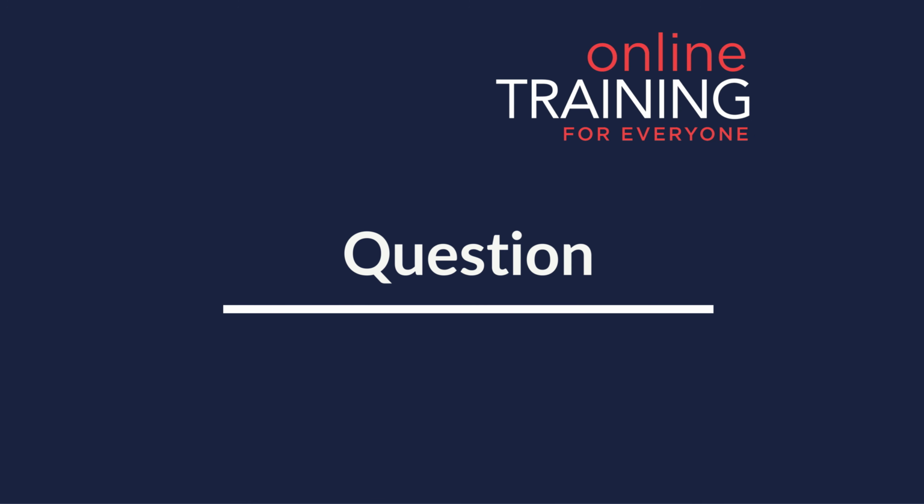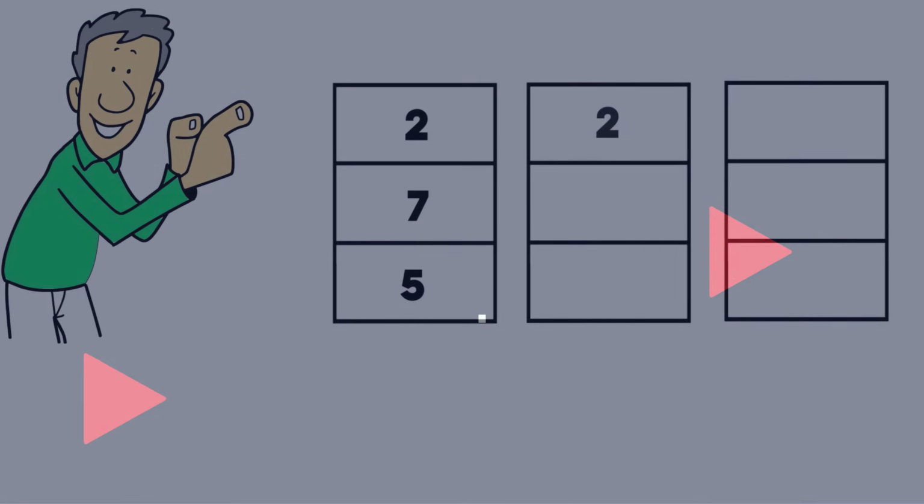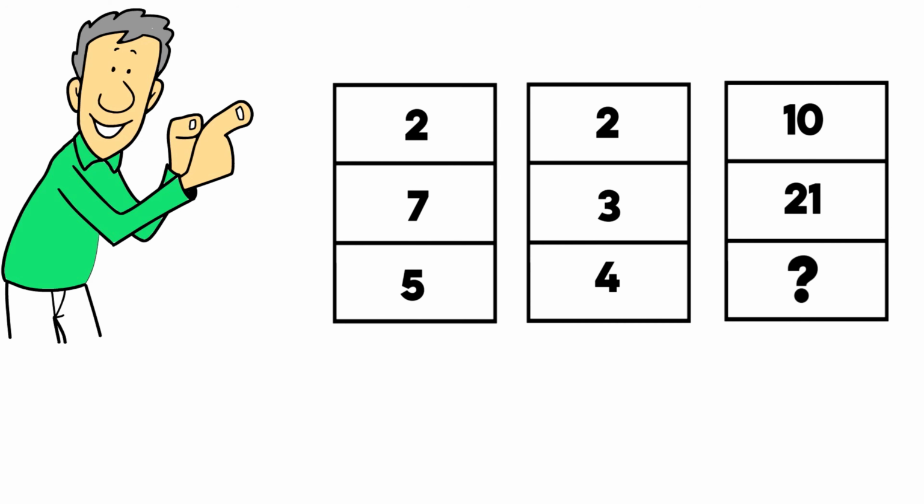I'm extremely excited to share with you the question that tests your pattern recognition skills. You're presented with 3 columns. Each column has 3 numbers. In the first column, we see numbers 2, 7, 5. In the second, middle column, we see numbers 2, 3, and 4.